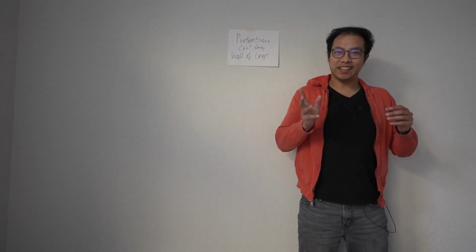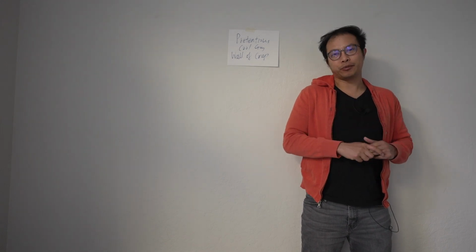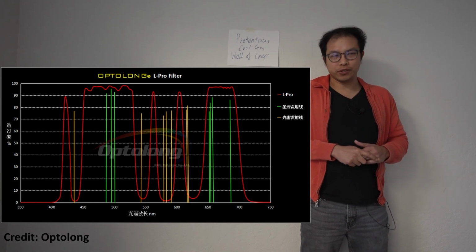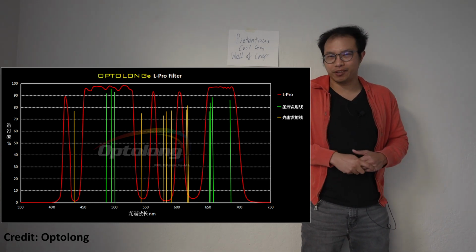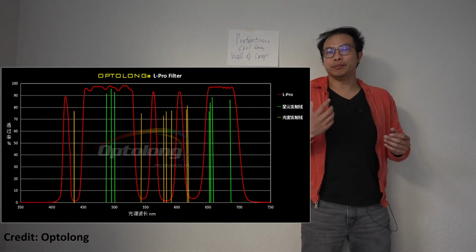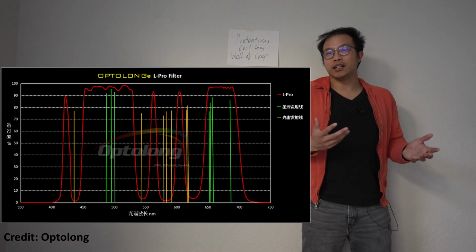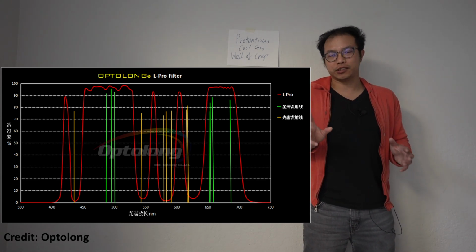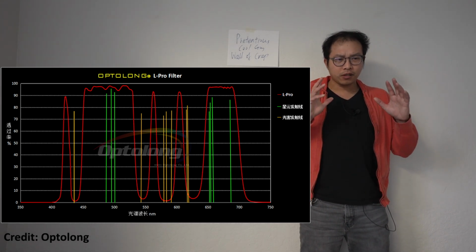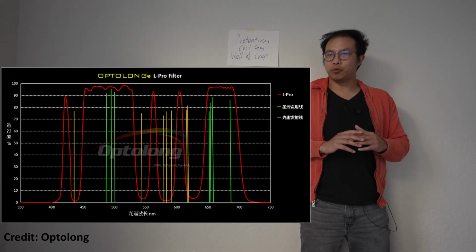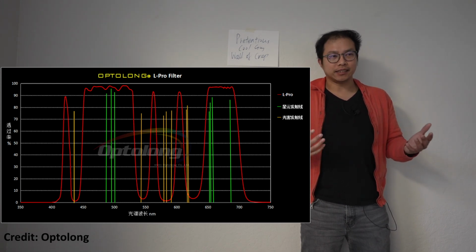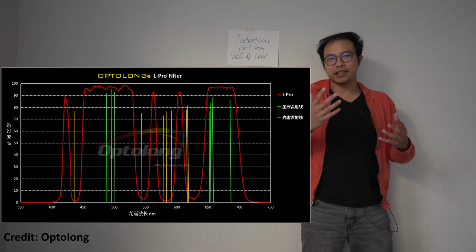Okay, so let's start with a spectrum graph for a broadband filter first. Now on the screen I'm showing you the Optolong L Pro filter. This is their broadband filter. Now this is going to read a little bit intimidating if you don't have a good understanding, or if this is your first time looking at such a graph, but I can assure you that it's really easy to read. So all you need to do, number one, is orient yourself with what the graph is telling you, with the graph axes. And you should be doing this anytime you read a graph.